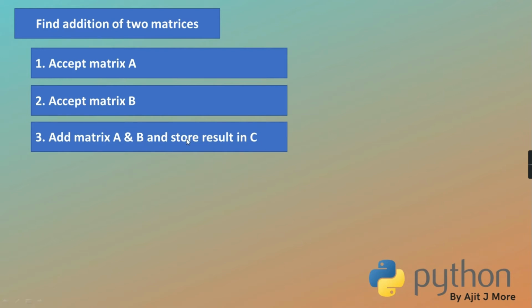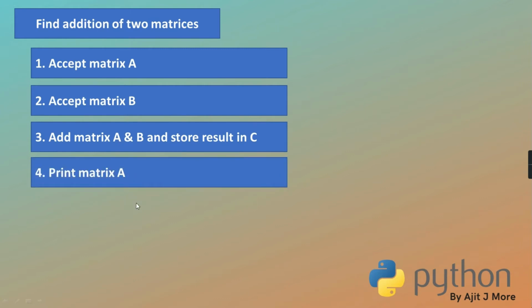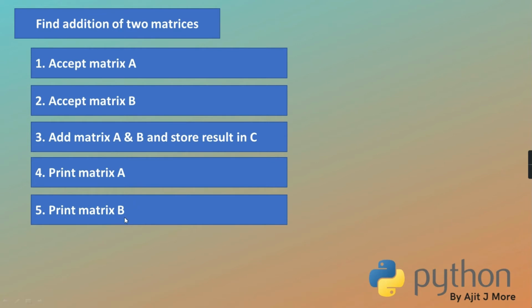And again here you cannot do the addition in one step, isn't it? You have to do it element by element. First element 0 0 with 0 0, then 0 1 with 0 1. This way the first row all corresponding elements, then I'll go to the next row's corresponding elements. So obviously for that I have to write some nested loops. Then I have to display the result. So I want to display the first matrix, then the second matrix, and then the result matrix.